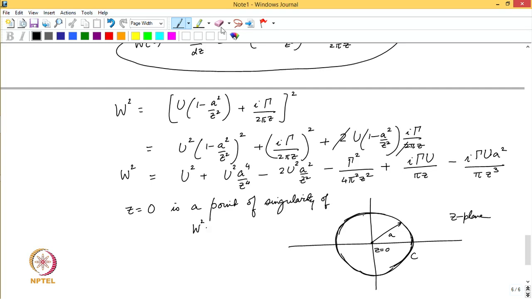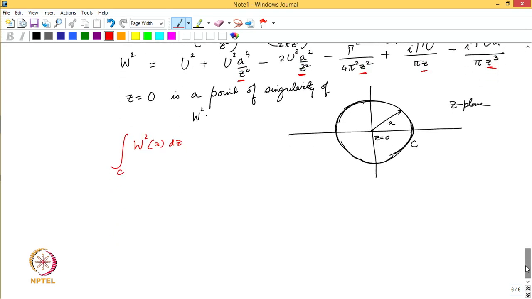We say that it is singular because, if you can see here, there are specific terms where z equal to 0 makes this function undefined. Okay, so the function is not well defined. So, let us look at the integral of w square dz over this curve C, which contains a singularity, and this is where the residue theorem comes in.